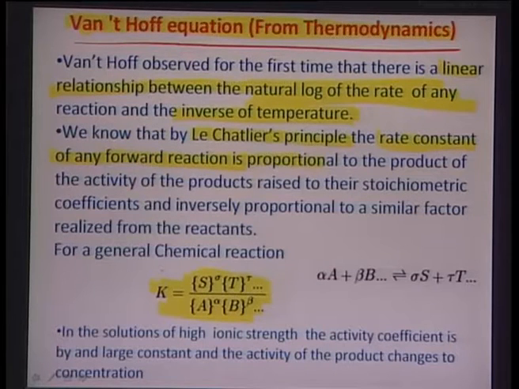of really any forward reaction is proportional to the product of the activity of the products which are created by a reaction raised to the power of their stoichiometric coefficients. Okay. So, if in this particular case alpha moles of A is reacting with beta moles of B to generate, let us say, sigma moles of S and tau moles of T, then by the Le Chatelier's principle, the equilibrium constant for the forward reaction is generated as the activity of S to the power sigma into the activity of T to the power tau, divided by the activity of A to the power alpha into the activity of B to the power of beta.